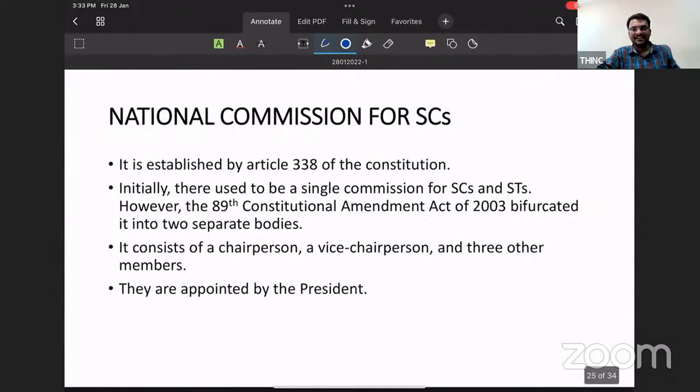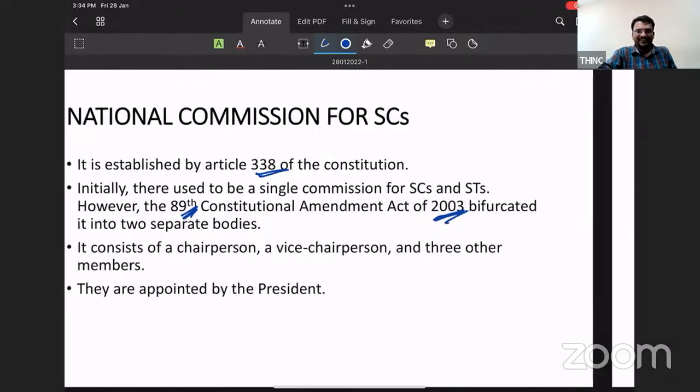Next is the National Commission for SCs. Earlier, the National Commission for SCs and STs were together, and by the 89th Constitutional Amendment, it got separated in the year 2003. Under Article 338, they established a National Commission for SCs, and the chairperson, vice chairperson, and three other members are the constitutional parts of this one. They are the members, and it is also appointed by the President of India.